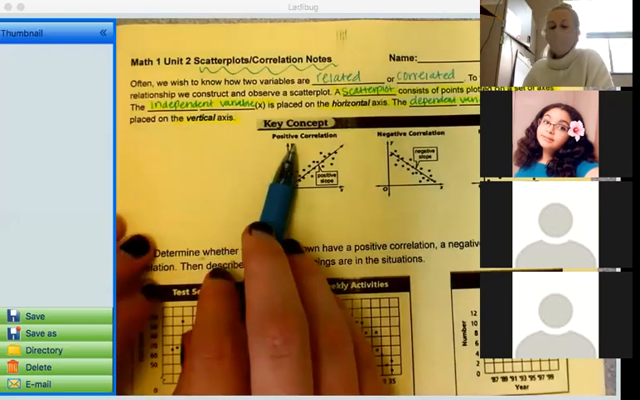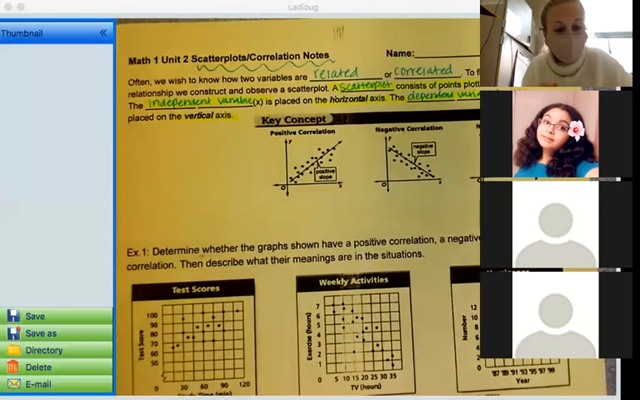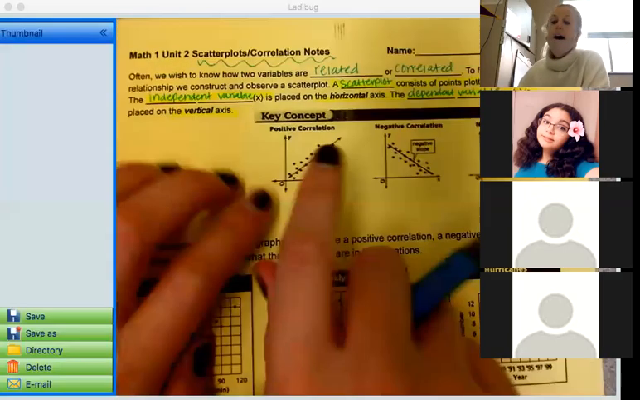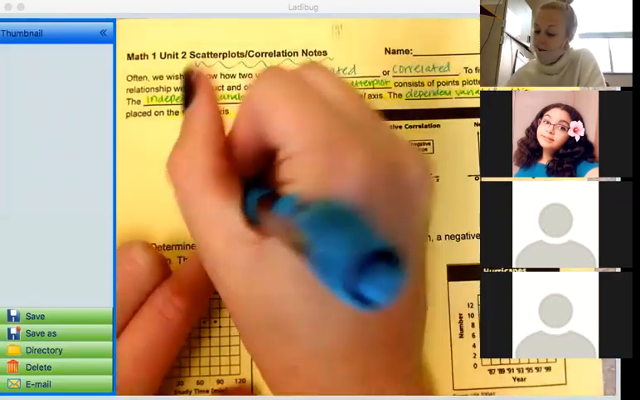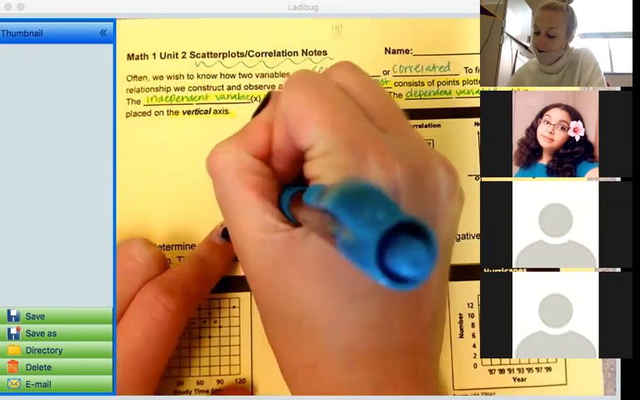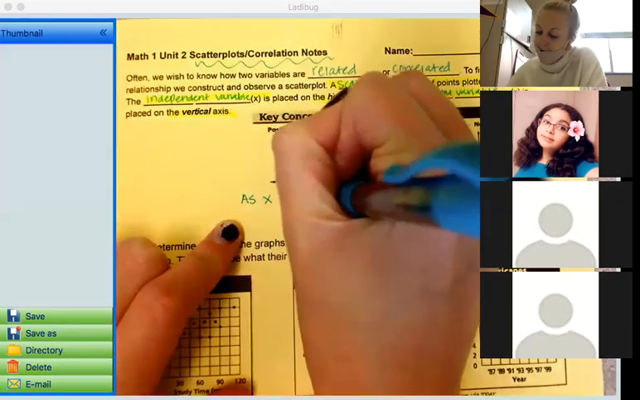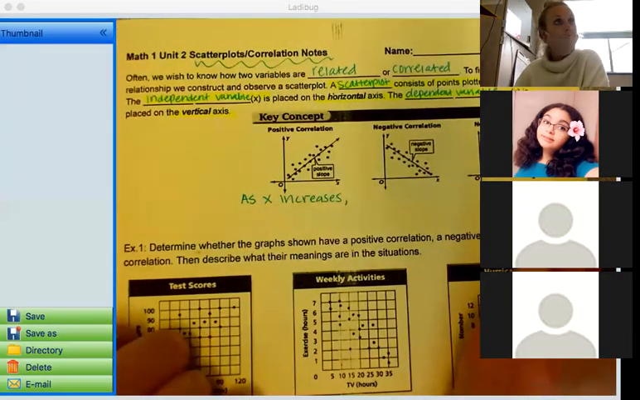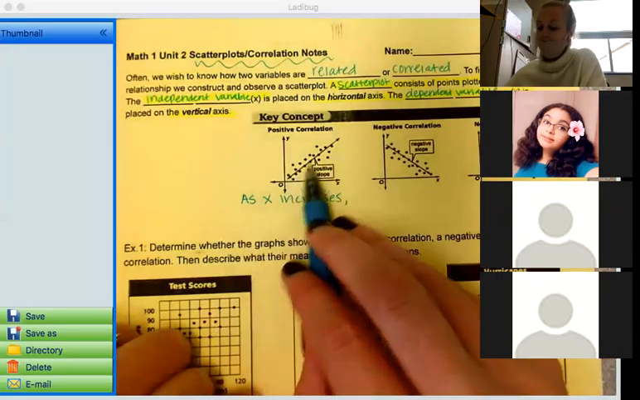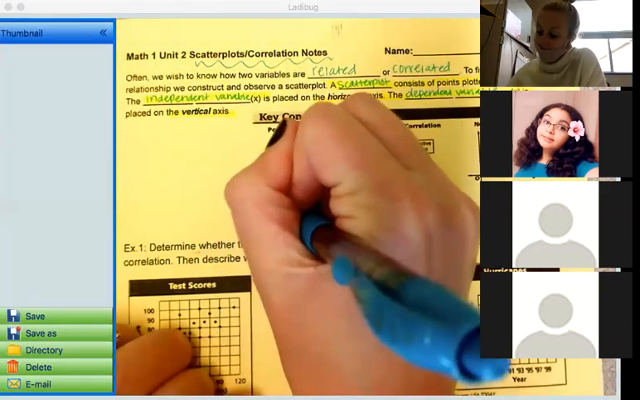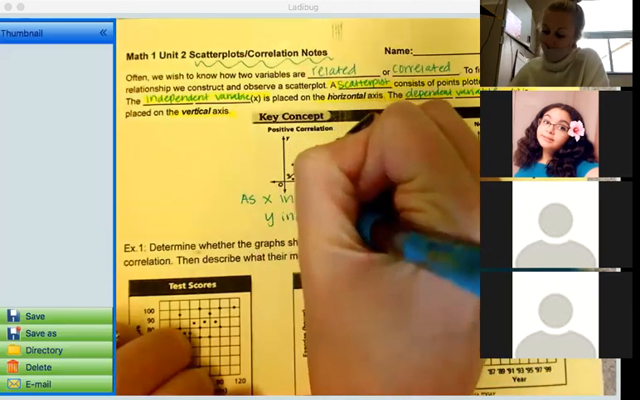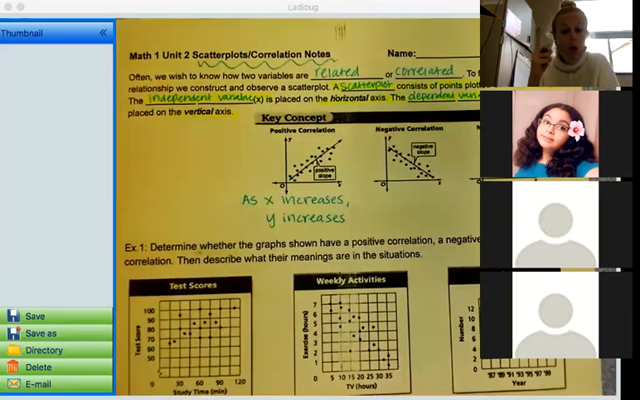All right, so 3 types of correlations. We just wrote this on our vocab sheet if you did vocab with us. You can have a positive correlation, a negative correlation, or no correlation. Positive correlation means as the X increases, what does the Y do? What's the Y doing up here? Good, it also increases. So both things are going to be increasing if it's a positive relationship.